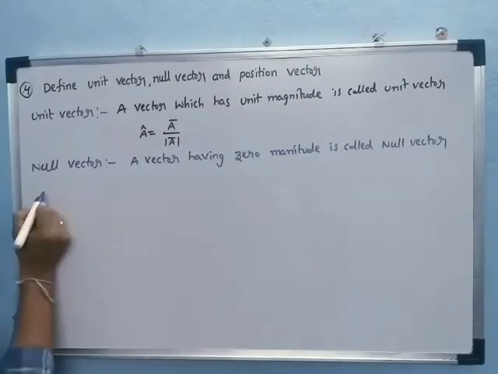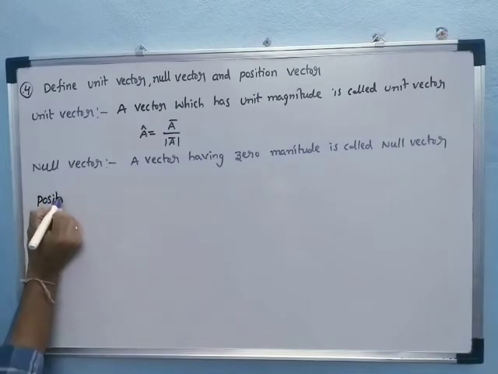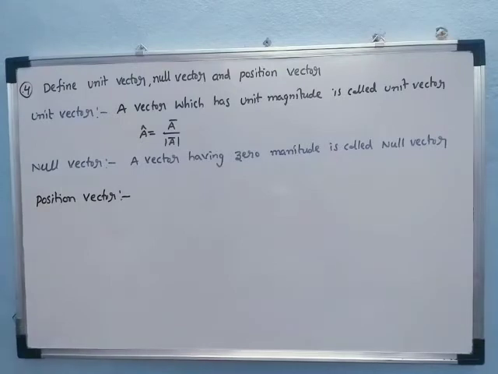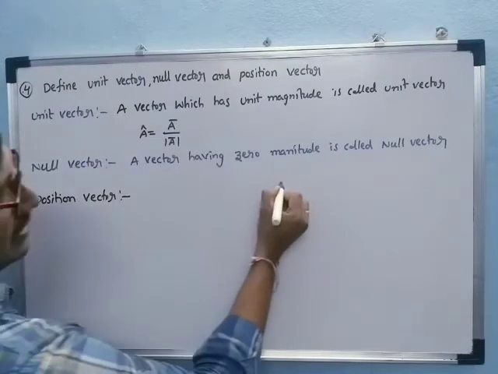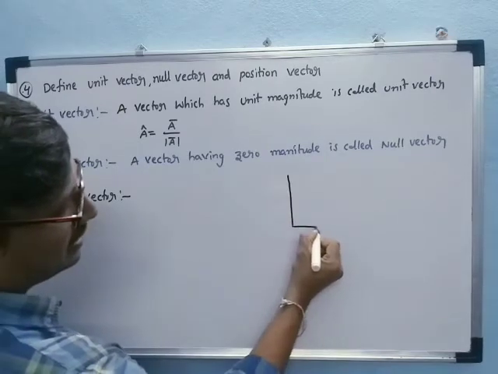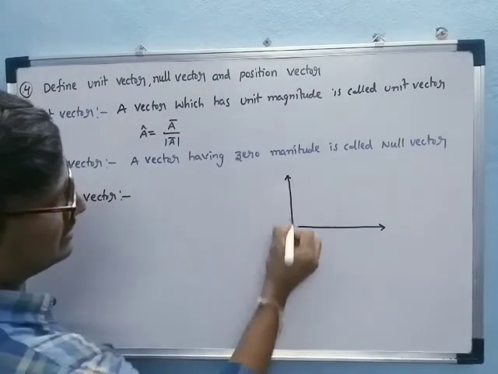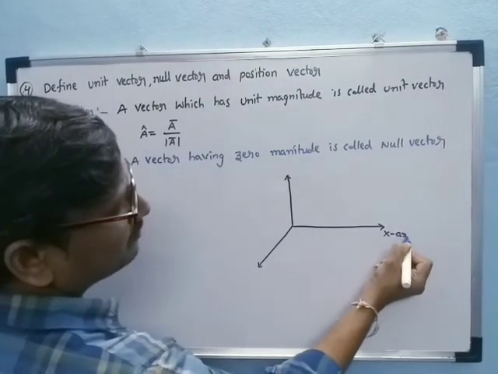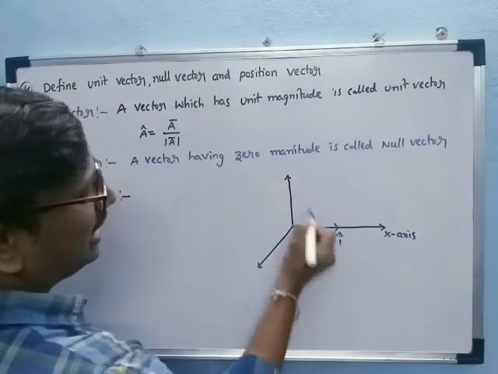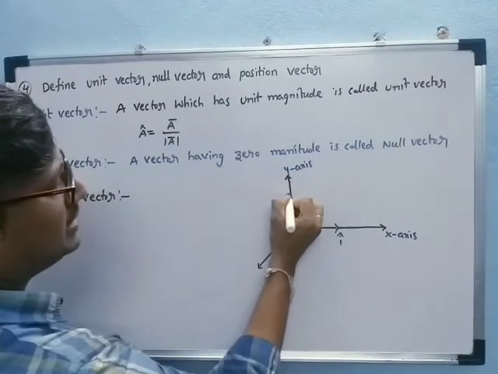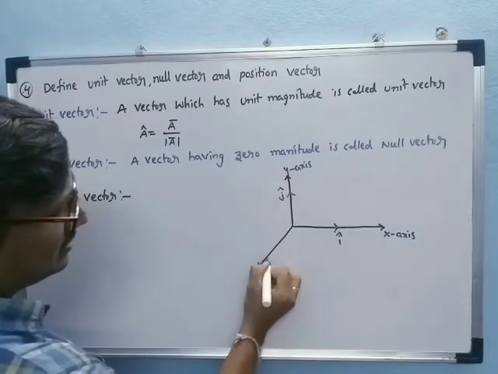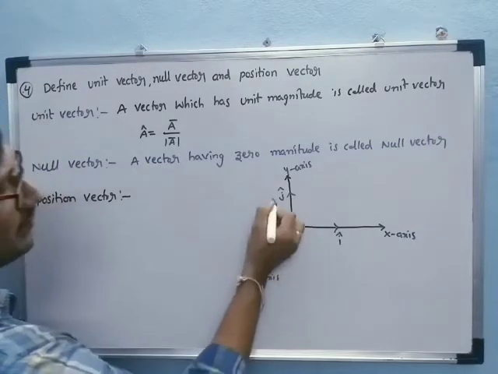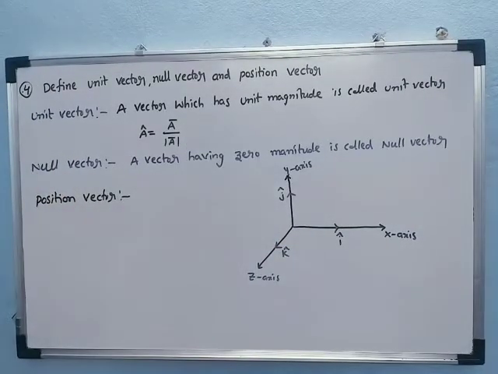And next we are discussing the position vector. See here, let us consider x-axis, y-axis and z-axis. Along the x-axis we can represent by i cap, along the y-axis by j cap, and along the z-axis by k cap. This i cap, j cap, k cap is called the unit vector.